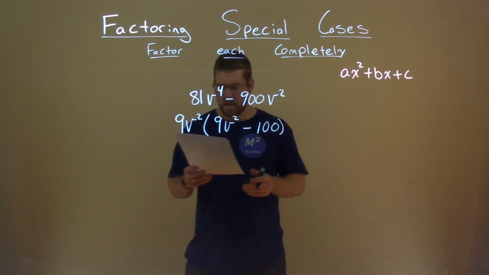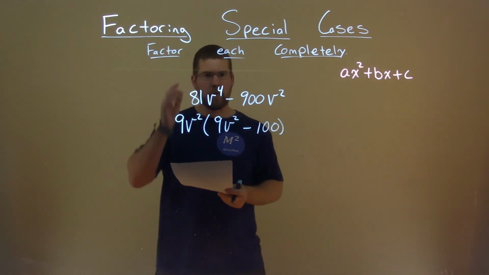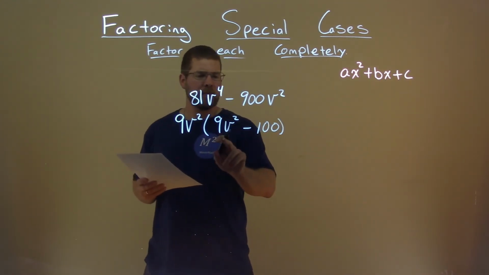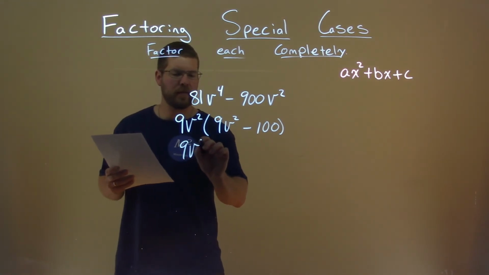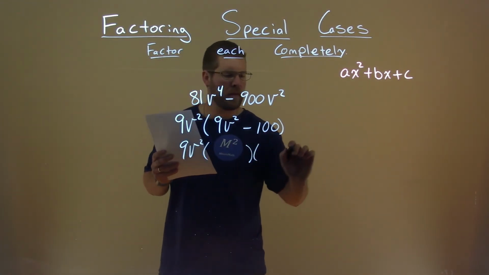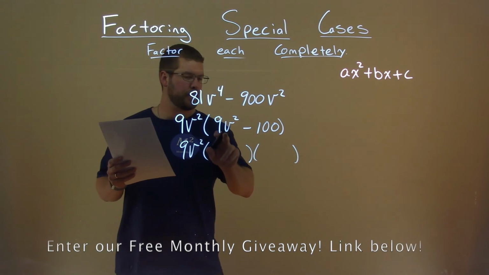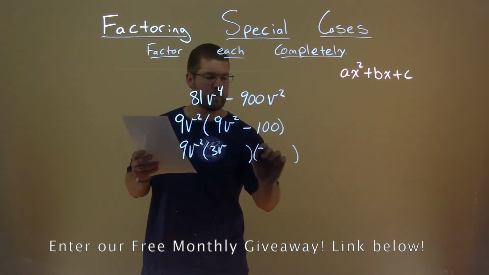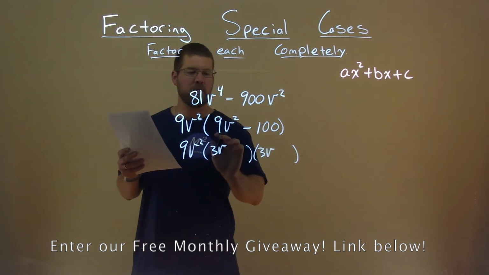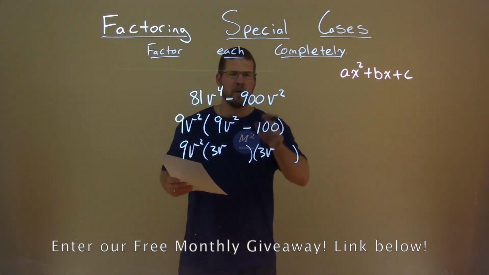Okay? So now from here, it's a little more manageable. 9b squared and 100 are both what we call perfect squares. So we bring down this thing, but what does that mean? That means it's a little special case here. 9b squared, square root of that is 3b. 3b times 3b is 9b squared. Square root of 100 is 10.